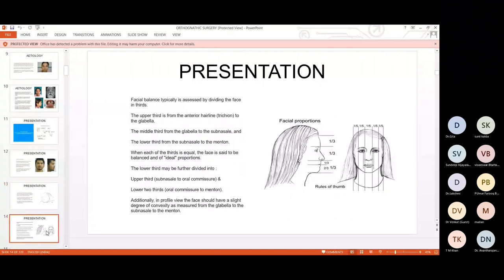As we can see, we all know about this, the facial balance typically is assessed by dividing the face into thirds. The upper third is from the anterior hairline to the glabella, and the middle third from the glabella to the subnasale. The lower third is from the subnasale to the menton. The lower third may be further divided into the upper third, that is from the subnasale to the oral commissure, and the lower two thirds, that is from the oral commissure to the menton. You also should have a profile view so that you know you have a slight degree of convexity, as measured from the glabella to the subnasale to the menton. So it should be something like that, a gentle convex curvature.